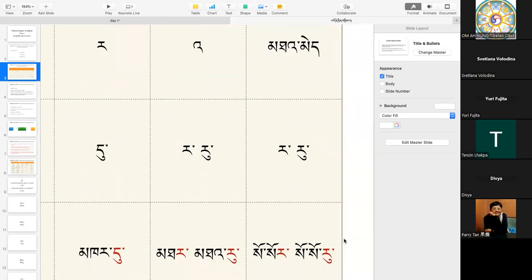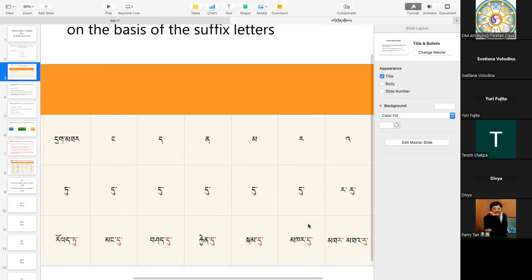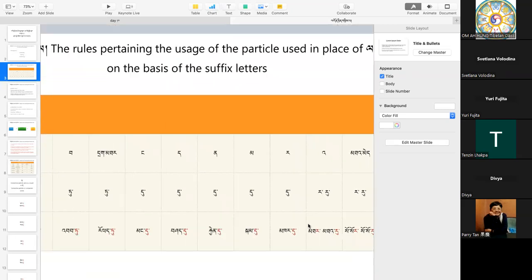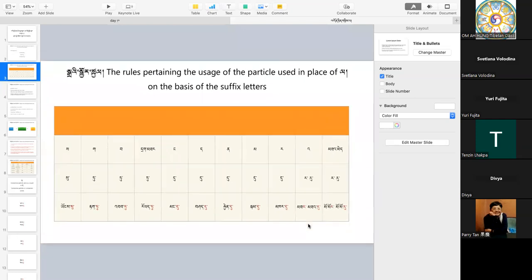Tame without suffix letter, ra, ru, sosor individually. If it doesn't have the tsek, sosor or sosoru individually. If it has the tsek, the punctuation. So this is the rule pertaining to the usage of the particle used in place of la, on the basis of suffix letter chenjuk. Okay, now this is the dajur, one of the rules.